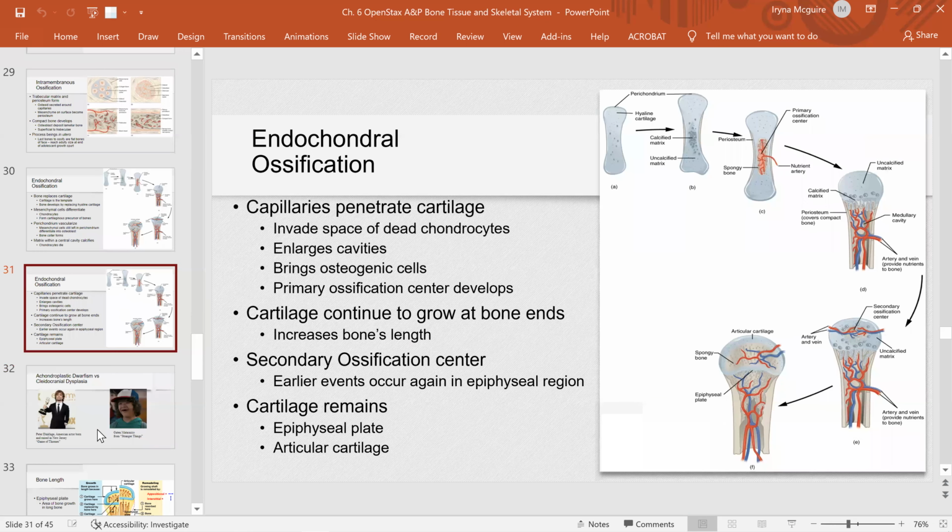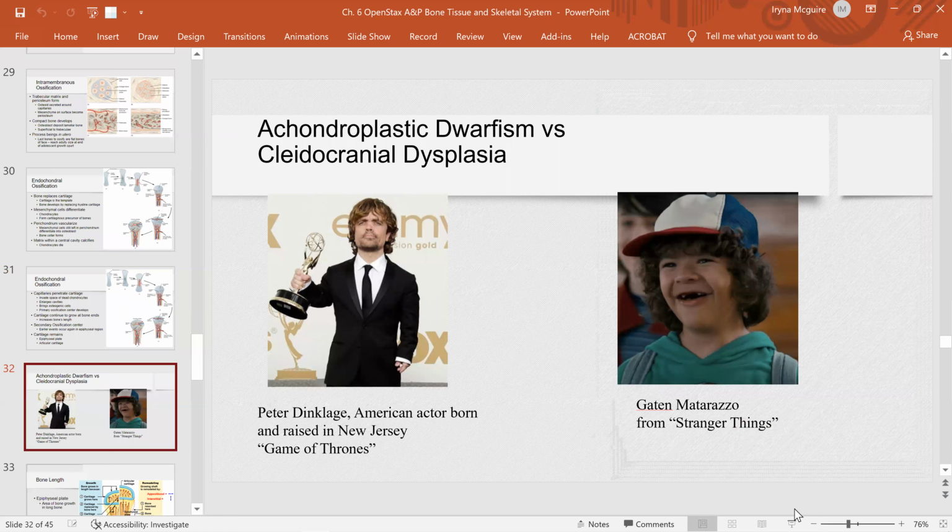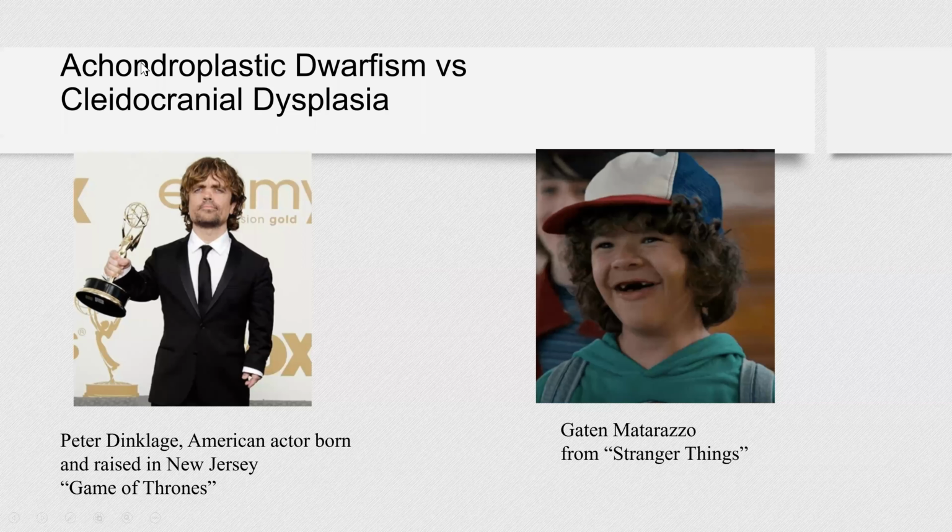Now there are some diseases, and both are genetic conditions, called achondroplastic dwarfism and cleidocranial dysplasia. This condition happens when somebody is born with a mutated gene that is responsible for the ossification that we just covered. So if somebody has a problem with endochondral ossification, it might result in a condition called achondroplastic dwarfism. So here we have problems with long bone growth, right?